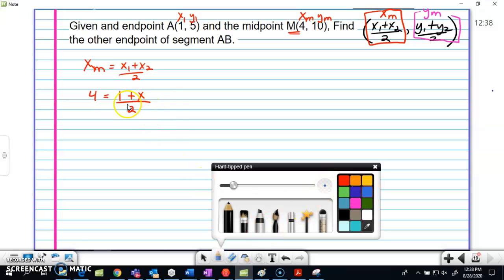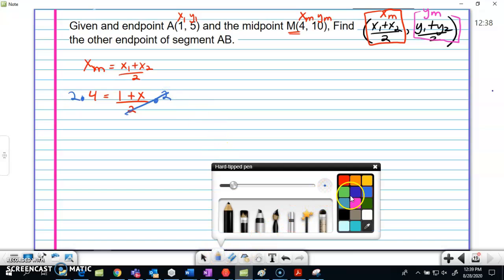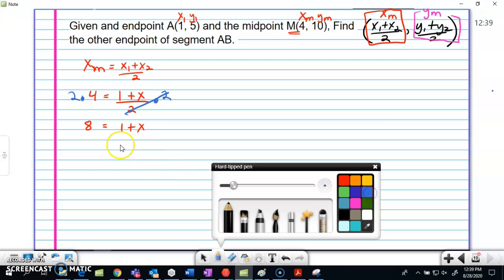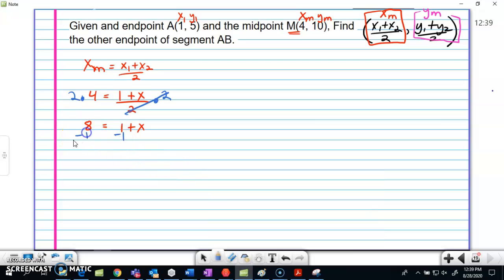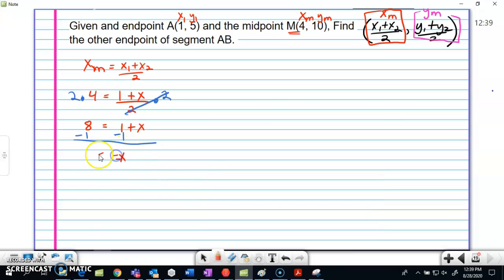So now to get rid of the fraction and to solve for x, I'm going to multiply by the denominator. So over here they cancel out. On the left-hand side, I am left with 2 times 4, which gives me 8. On the right-hand side, I'm only left with the numerator of the fraction, so 1 plus x. And then my next step would be to get x by itself, so I need to subtract 1 from both sides of the equal sign. So x equals 7 would be the x coordinate of the other endpoint.